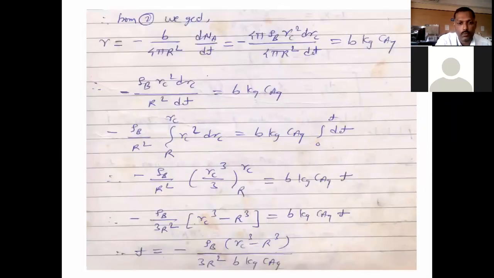Then we integrate the equation. b k_g C_Ag, with dt giving t from 0 to t. Then the integration of R_C squared dR_C gives R_C cubed upon 3, with limits R to R_C. So minus ρ_B upon 3R squared, R_C cubed minus R cubed, equals b k_g C_Ag t. Solving, t equals minus ρ_B times R_C cubed minus R cubed upon 3R squared b k_g C_Ag. Rearrange the equation and this negative will be absorbed.